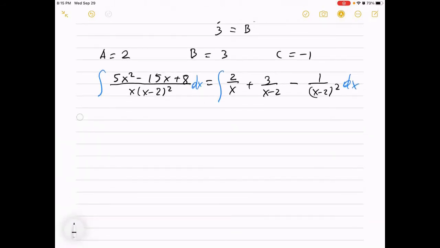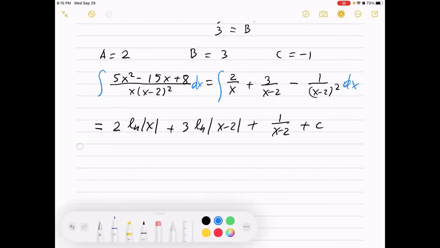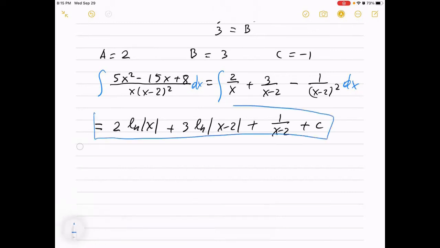So we're going to get the final answer: 2 natural log of x plus 3 natural log of x minus 2. Switch to a negative exponent to find the antiderivative of 1 over (x minus 2) to the power of negative 2. So we're going to get 1 over x minus 2 plus C. That's going to be our final answer for this problem.